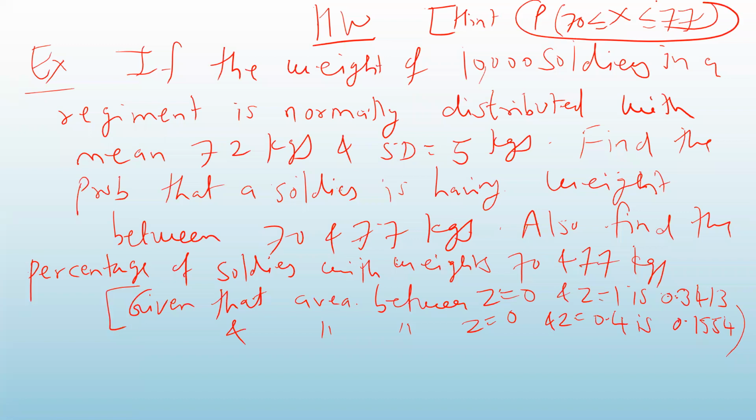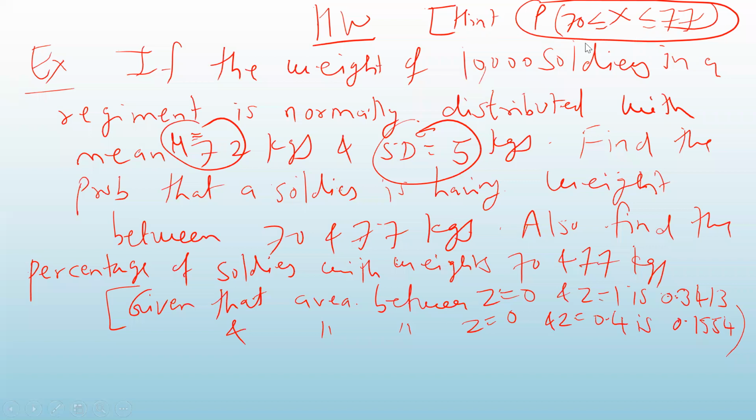You have to find this out, okay? Convert this into z. 70 minus 72. Mu is 72 and standard deviation, sigma, is 5. Okay. So 70 minus 72 upon 5, and here also 77 minus 72 upon 5. Then from the normal curve, find out which area is required. And these are the things given to you.